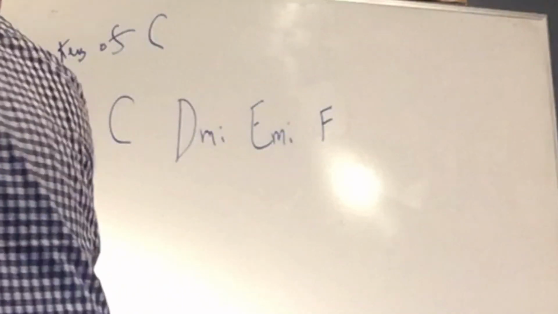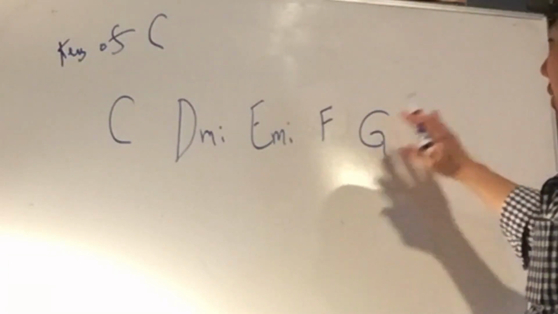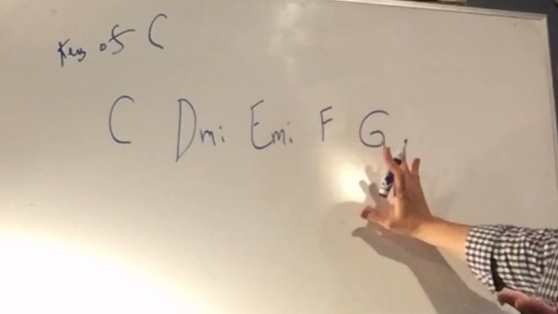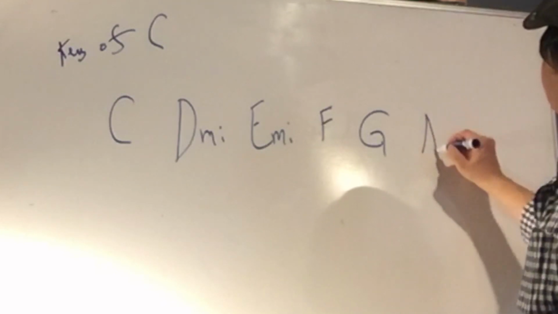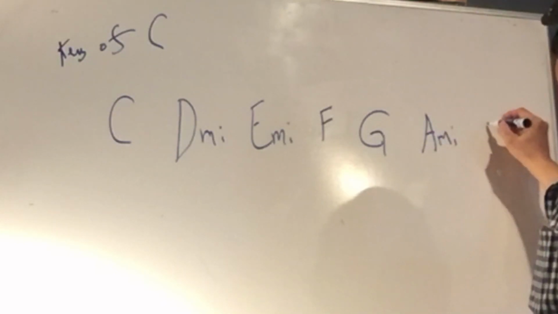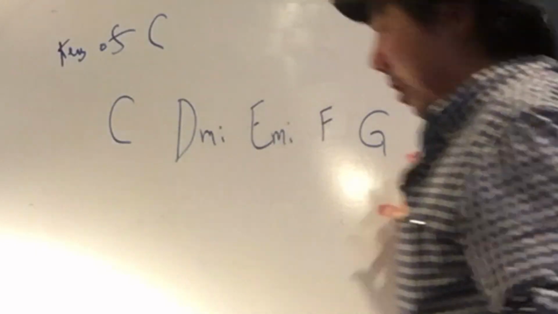And the 5 chord is what? G dominant. G7. We'll just stick to just triads for now. It's G major. And the 6 chord is what? A minor. Good. And then the 7 chord is what? B diminished. Good. And that's a triad. These are the triads first.